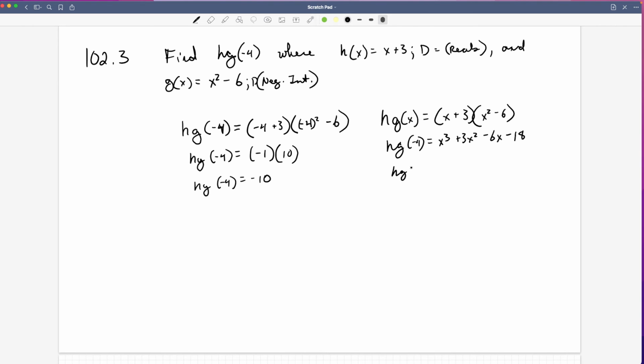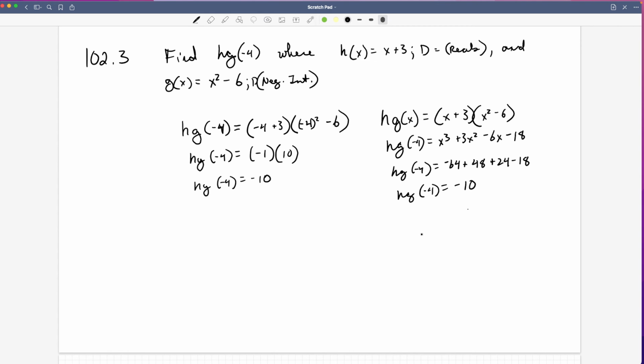So if we said hg was negative 4 times negative 4 times negative 4, that is going to be negative 64. And x squared is 16, times 3 is going to be 48. And that's going to be negative 6 times a negative 4, so it's a positive 24, minus 18. And if we add all those together, hg of negative 4 is still equal to negative 10. So it doesn't matter which way you do it, you're going to get the same answer.